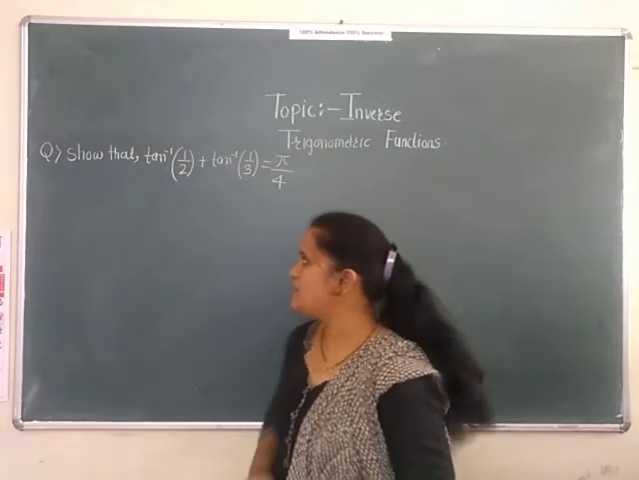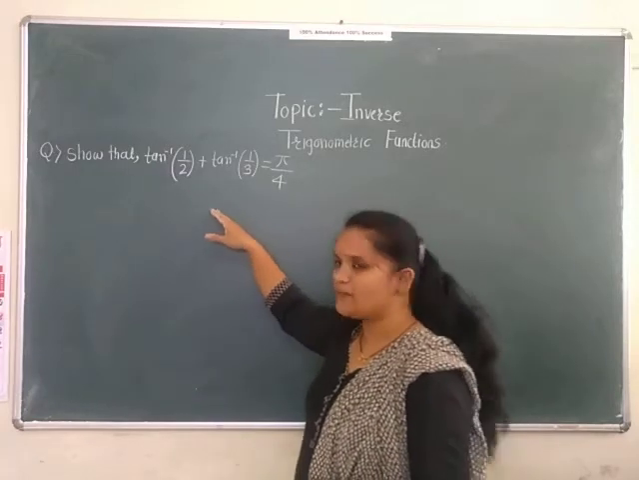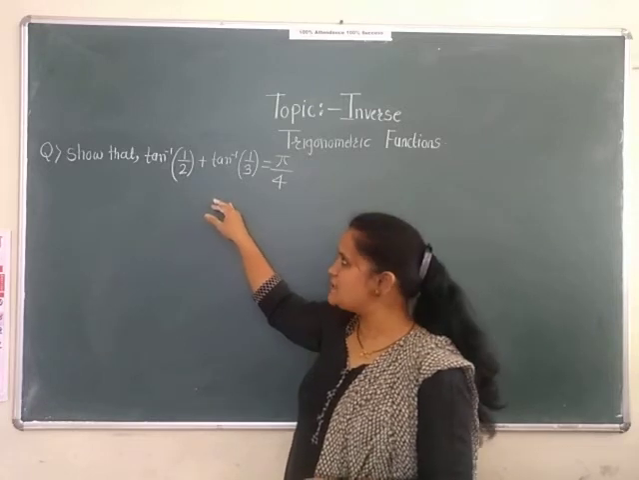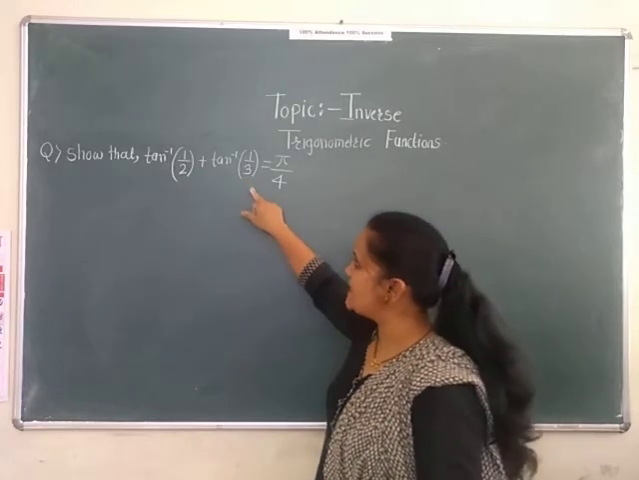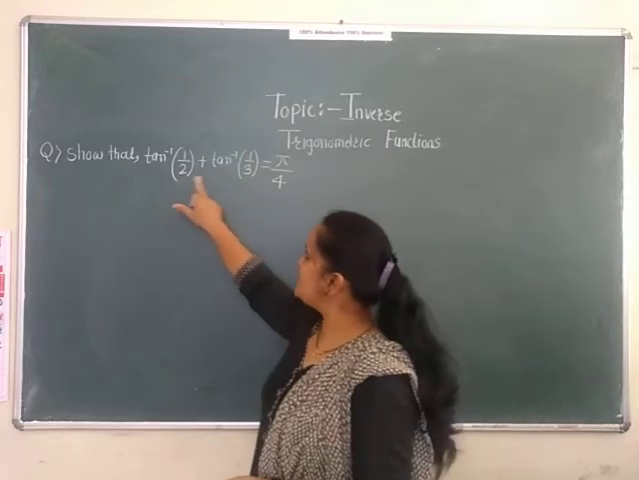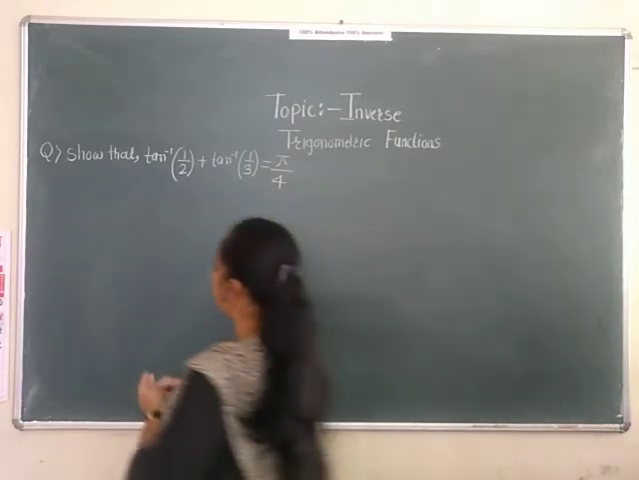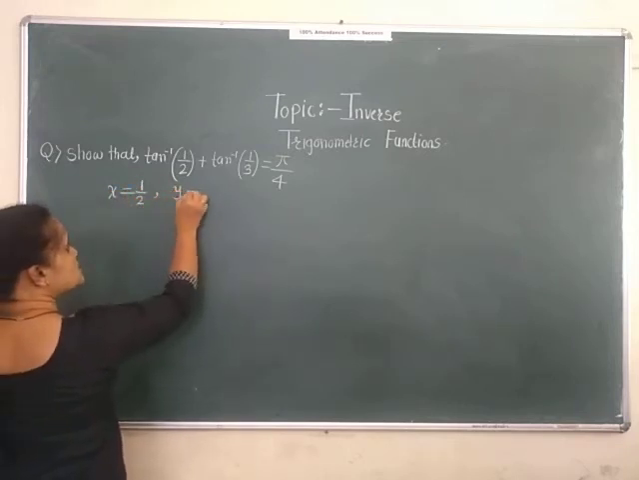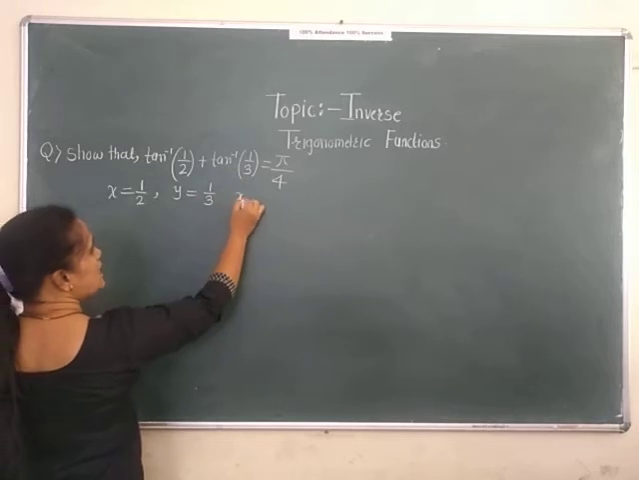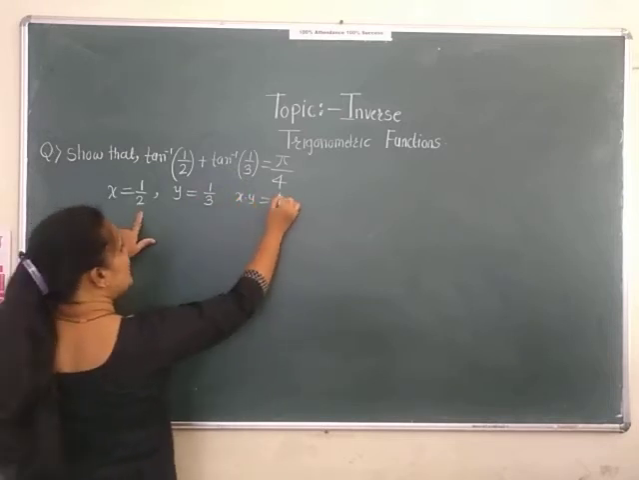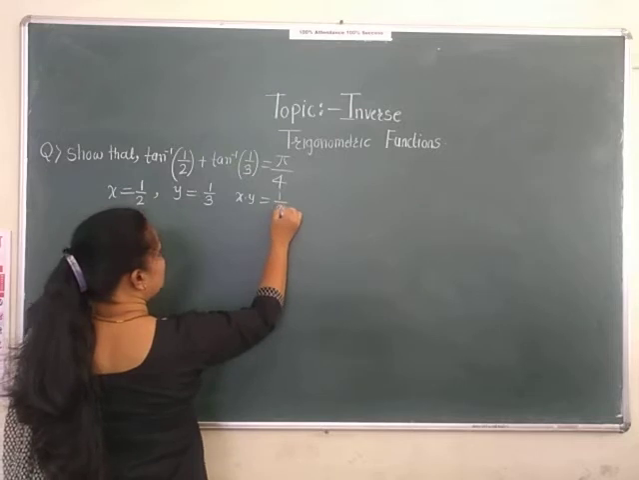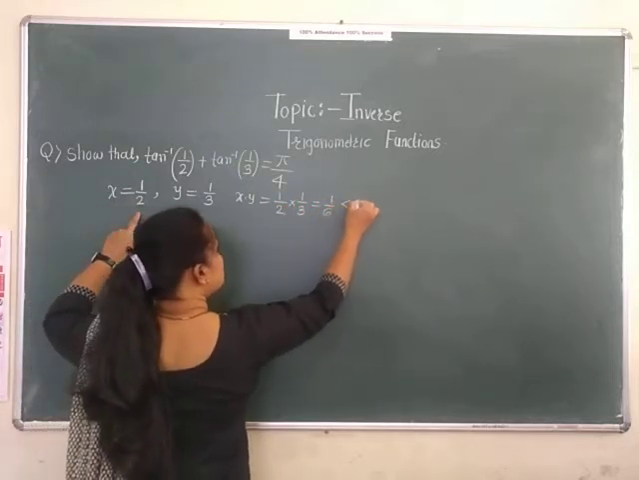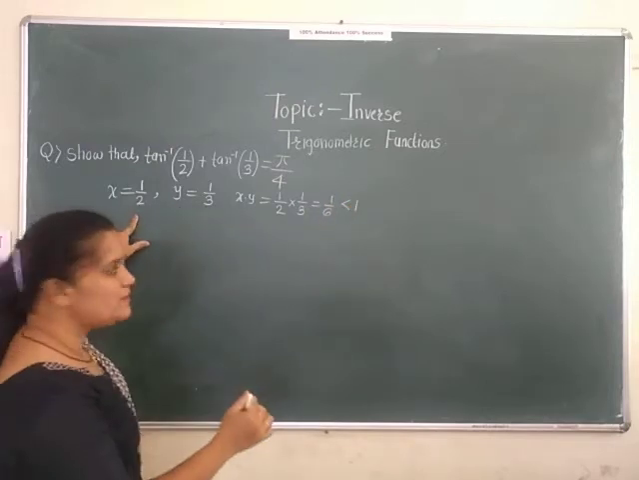So we should solve this example based on the property. I have written already and shown how to use this property, tan inverse of x plus tan inverse of y. Here x is 1 by 2 and y is 1 by 3. So I will write x is equals to 1 by 2, y is equals to 1 by 3, x into y. क्या आएगा x into y? 1 by 2 into 1 by 3, which is equal to 1 by 6, which is less than 1. So which formula will be used here?